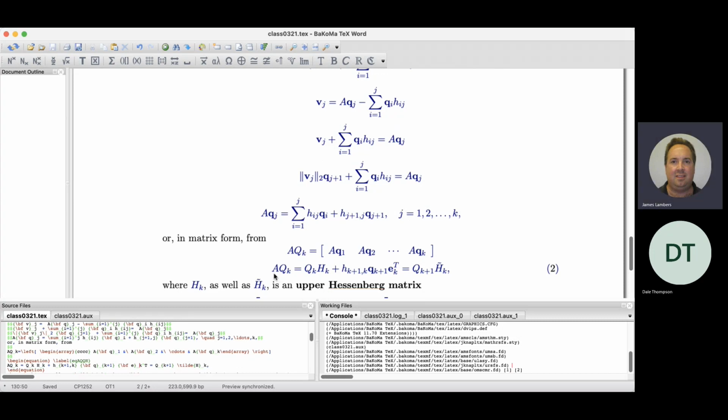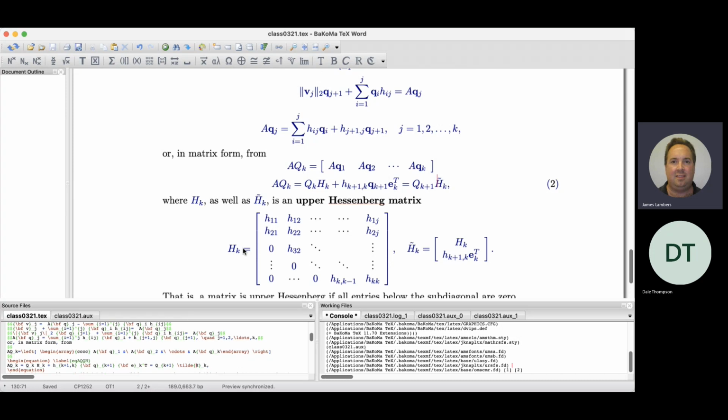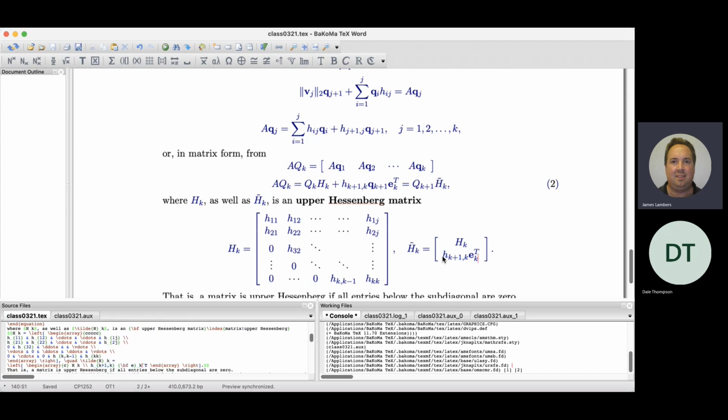Now I can express AQ_k in terms of Q_k times a smaller matrix H_k. This is only k by k. But another way to write it is I can take this whole thing and represent it as one matrix product involving Q_{k+1}. That consists of Q1, Q2, up to Q_{k+1} times this matrix H_k tilde. Now, what do these matrices look like? Here's H_k. It's almost upper triangular. It's just that it has this one diagonal of non-zero entries that sits immediately below the diagonal. And then H_k tilde is the same matrix, but with a row tacked onto it that is all zeros except for this one entry, H_{k+1,k}, that sits in the kth column.